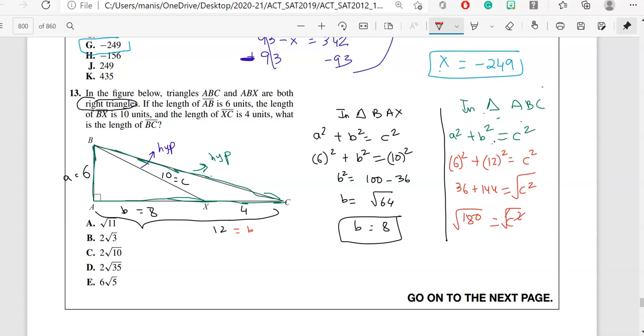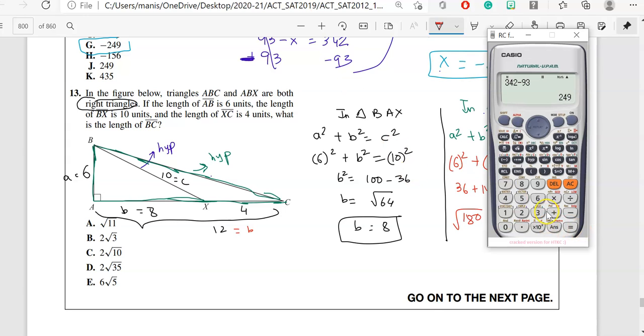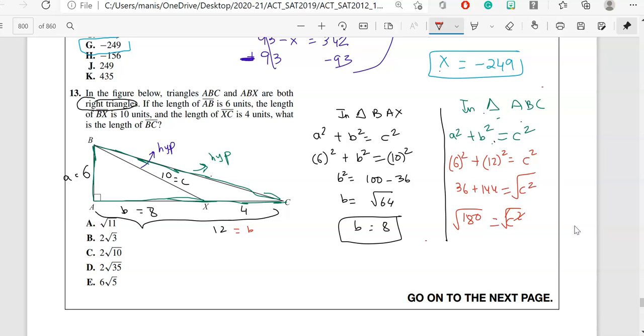I can use my calculator for this. I have to find the radical of 180. So let's hit clear over here, 180. Okay, and my answer is 6 radical 5. So C is equal to 6 radical 5. Do you see any answer choice which looks like this? Yes, option E is the correct answer choice.